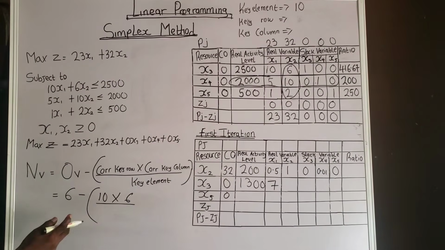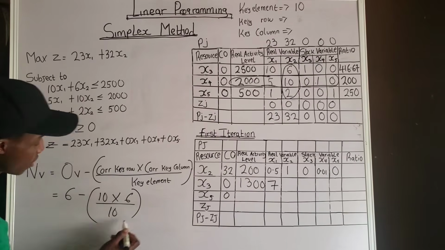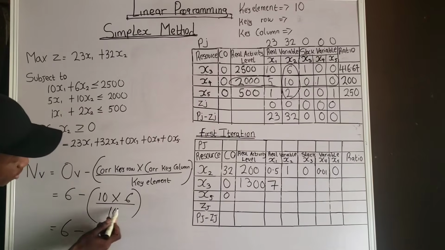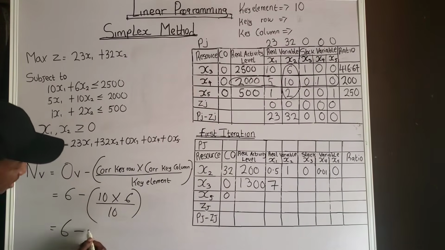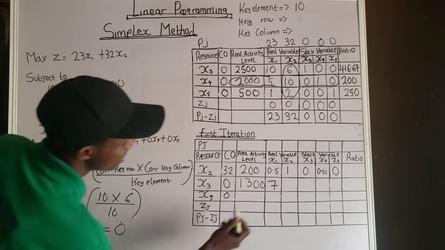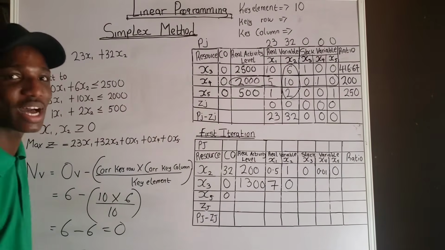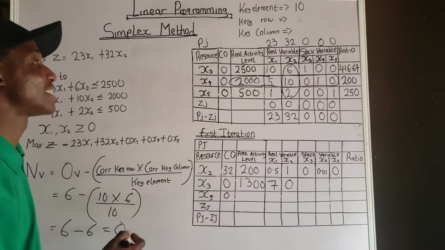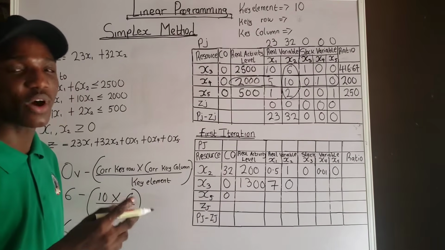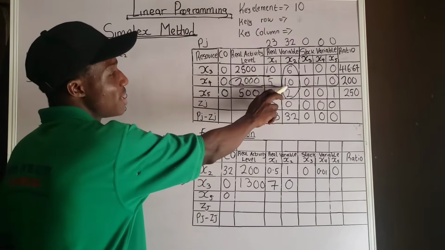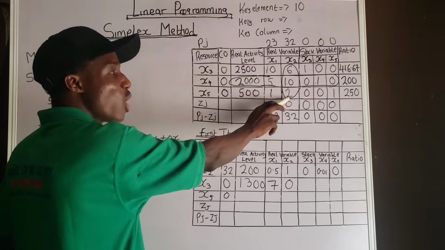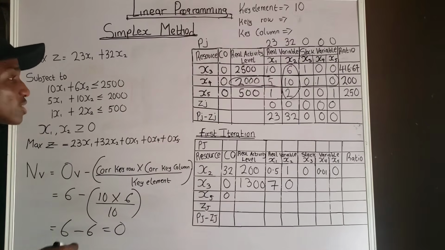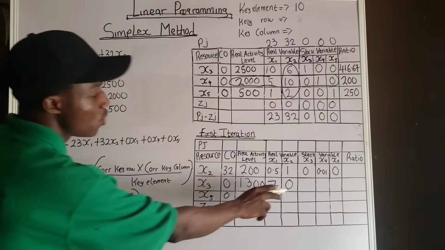The key element is what? 10. So that will be 6 minus 6, because when you divide this, you are going to get 6. 6 minus 6, that is 0. So the value of this place is 0. I've already told you that for every element, you don't need to calculate this. Every element that is on top of our key element or below our key element, the new value of such element is always what? 0.